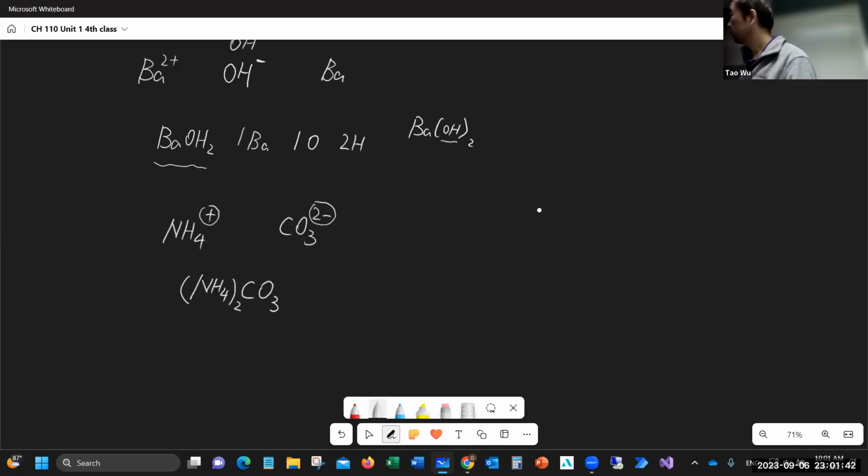Ammonium carbonate. Okay, so for a compound, they can both be polyatomic ions. Are you clear? Any questions? If you don't have a question, I'm going to ask: what kind of compound is it? We have two different kinds of compound.